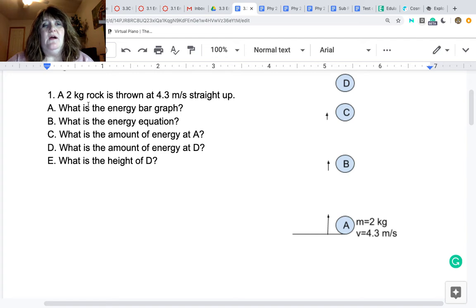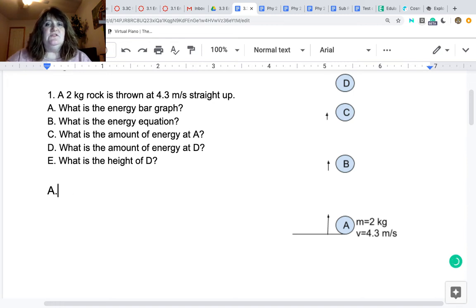a rock is thrown up at 4.3 meters per second. So notice that the diagram is already over here. A is going its fastest, it's just left the ground or your hand or whatever. B is going a little slower, but it's higher. C is going even slower, but it's higher. And D is at its highest point. So step A says draw that energy bar graph.